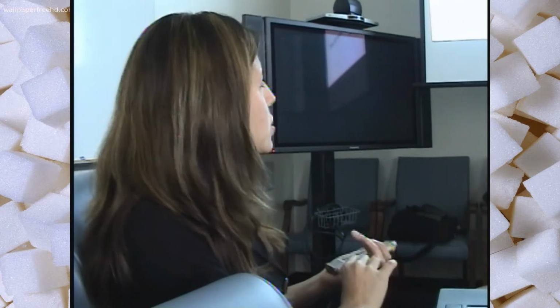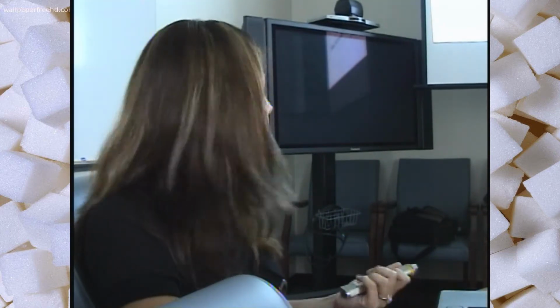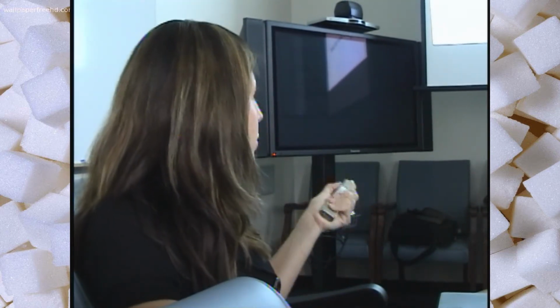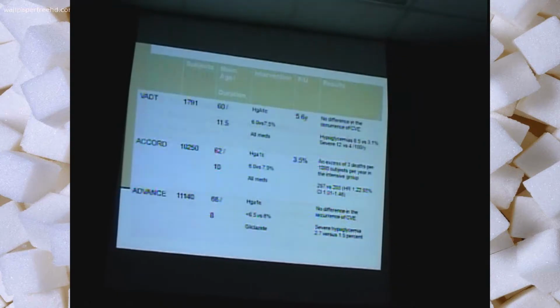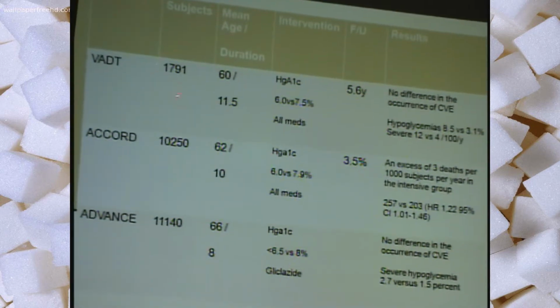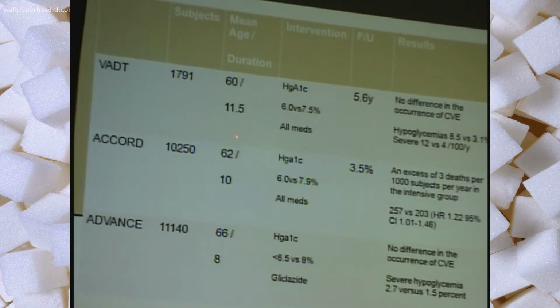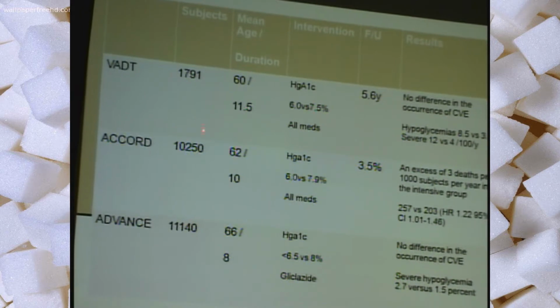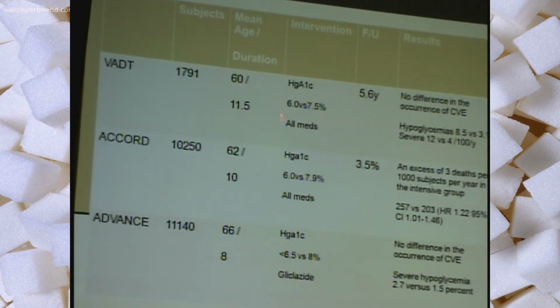And this is especially seen in patients that had already had diabetes for a long time, 8 to 12 years. So we're going to review the main 3 studies that have been done looking at that: the VADT trial, ACCORD, and ADVANCE trial. The VADT trial looked at almost 2,000 patients, mean age 60, with a duration of diabetes of 11.5 years. And they divided these patients into an intensive treatment group that would have a hemoglobin A1C of 6, and a conventional treatment group where they were just going to allow a hemoglobin A1C of 7.5.